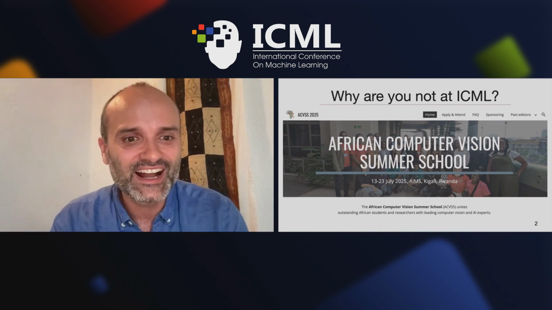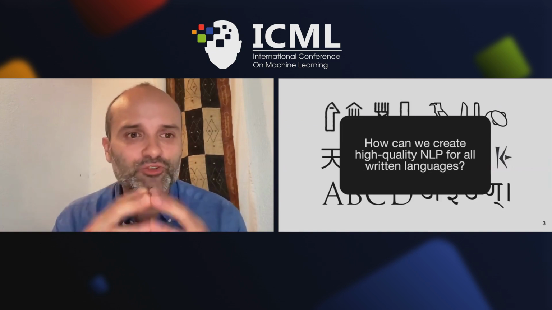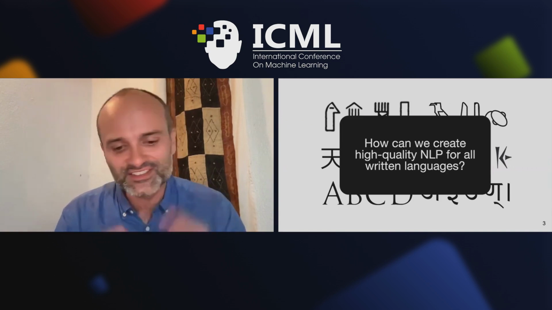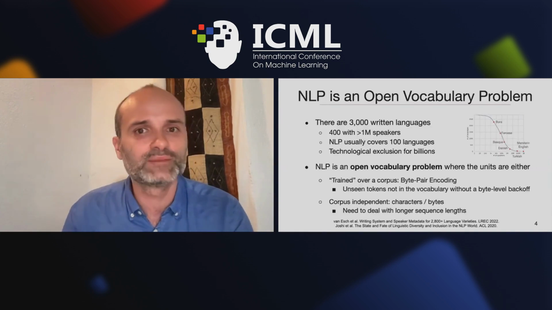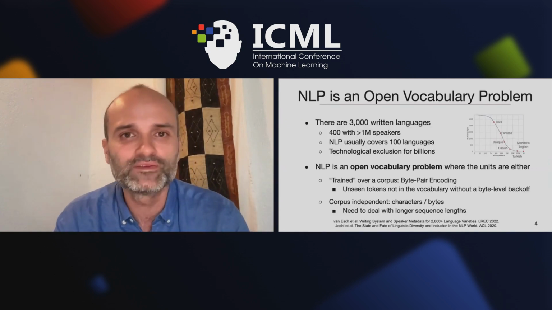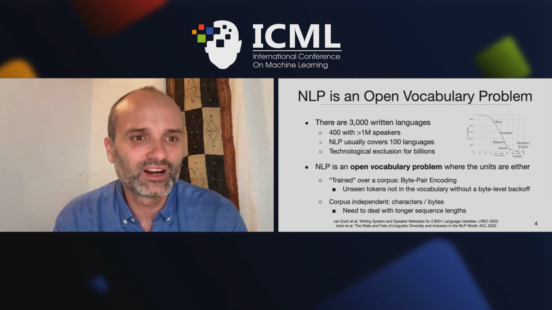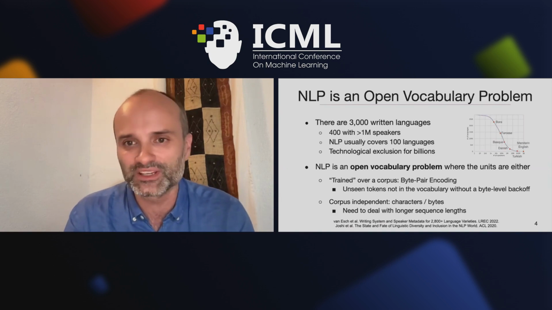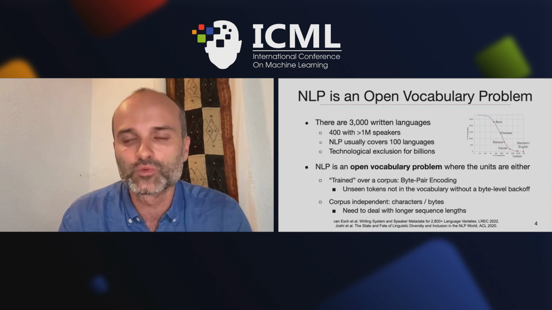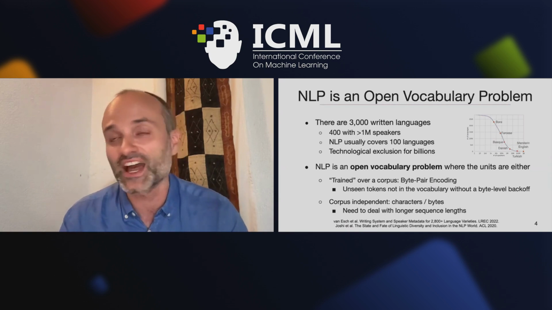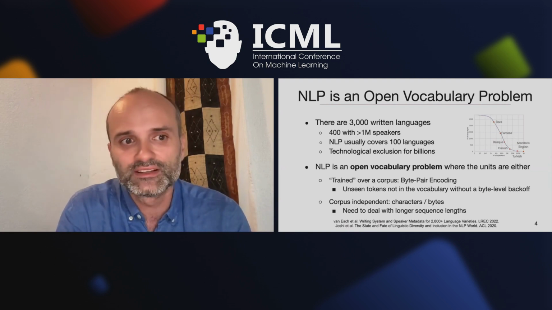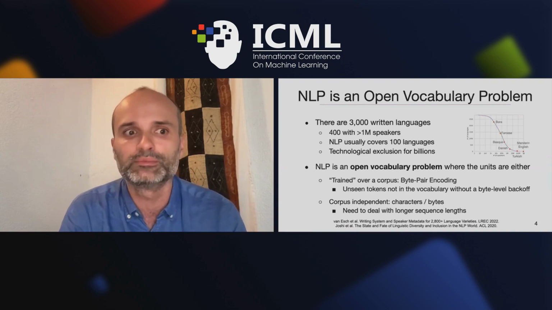But today I am going to talk about creating high quality NLP tools for all written languages. That's the main thrust and the drive throughout this talk. And the main problem stems from the fact that NLP is an open vocabulary task. There are 3,000 written languages in the world, and 400 of them have more than 1 million speakers. But NLP usually covers 100 languages due to the size of their Wikipedias back in about 2017. And this, I think, results in technological exclusion for billions of people.